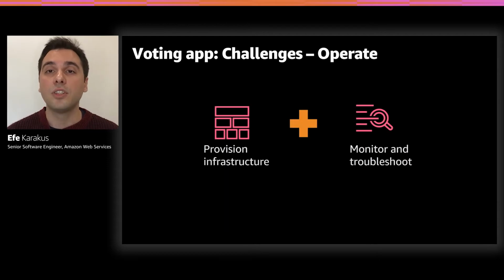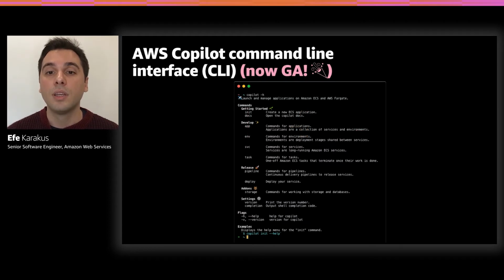And the final challenge that we need to solve as developers is around operating our services. So far we talked about challenges regarding infrastructure provisioning and modeling our resources. But once our service is up and running, we'll need to monitor and troubleshoot our services, right? And we don't have a single tool to do both of these. And this is exactly why we built AWS Copilot CLI.